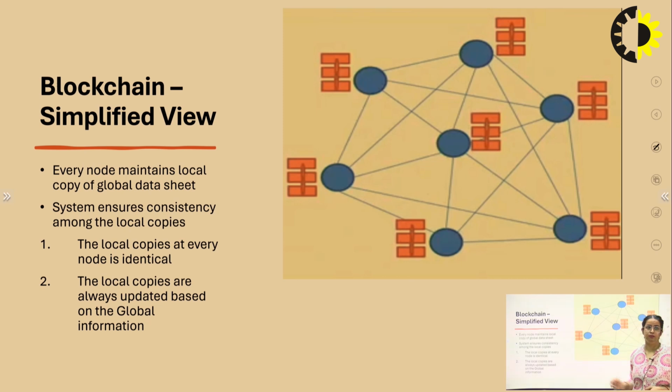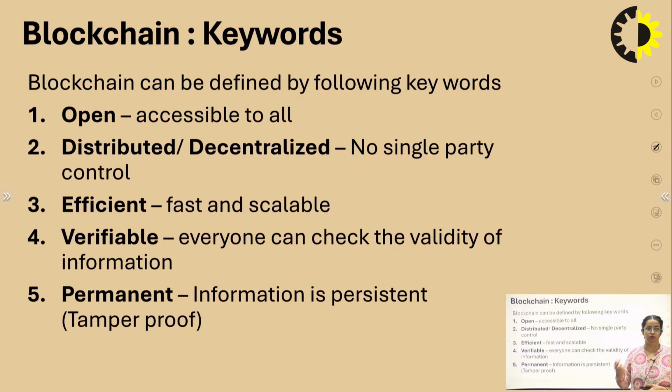So this is basically a simplified view. Every node maintains a local copy of the global data sheet. The local copy at every node is identical, that means the same for all, and local copies are always updated on the basis of global information. Whenever we get information, the data will be updated.